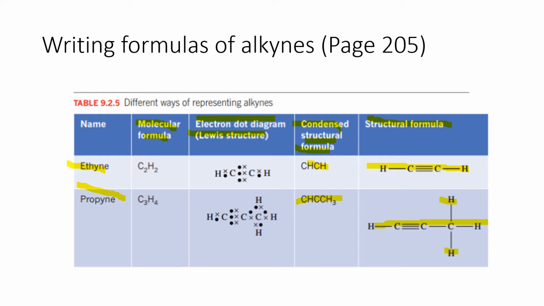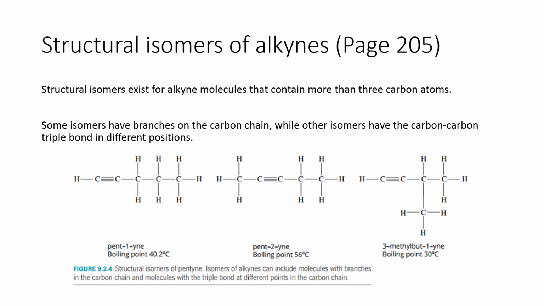Make sure you know the difference once again between the electron dot diagram, which is the Lewis structure, and the structural formula. The structural formula is very similar to the valence structure that we have discussed. The only difference is that the structural formula shows the bond, similar to the valence structure, but it does not show the valence electrons. Then we have the condensed structural formulas that do not show the bond, but they do show the carbons and hydrogens present within that compound. Moving on to the next slide. Alright, this slide is talking about the structural isomers of alkyne.